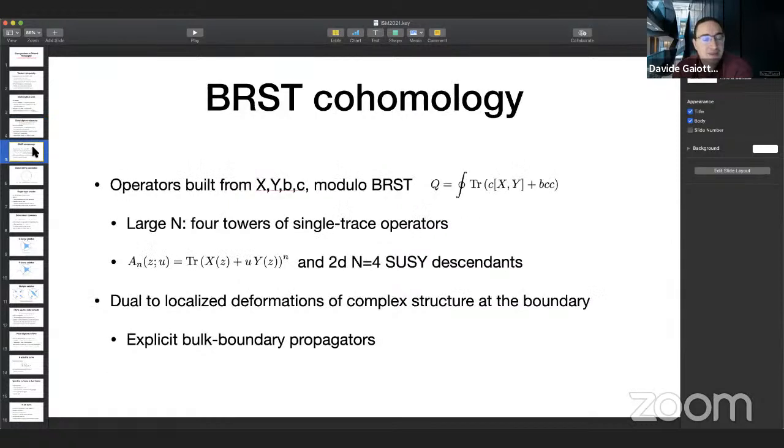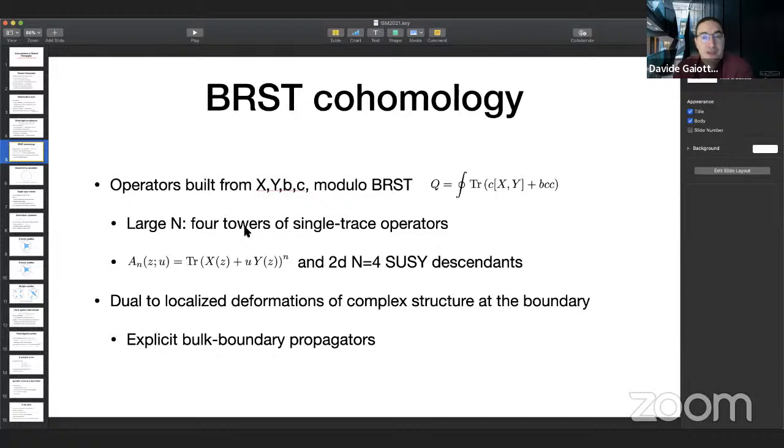Now, in the gauge theory, you essentially build local operators out of these two fields X and Y, and of the BC ghosts with a BRST charge, which might be familiar from two-dimensional conformal field theory. Essentially, it's a BRST charge that makes the current in the beta gamma system exact. You can compute a cohomology in the large N. You find 4 towers of single trace operators, which are sort of superpartners of linear, supersymmetrized traces built out of the X and Y fields.